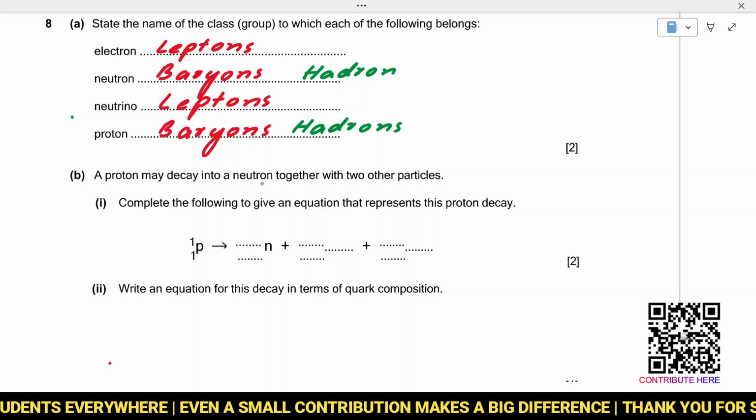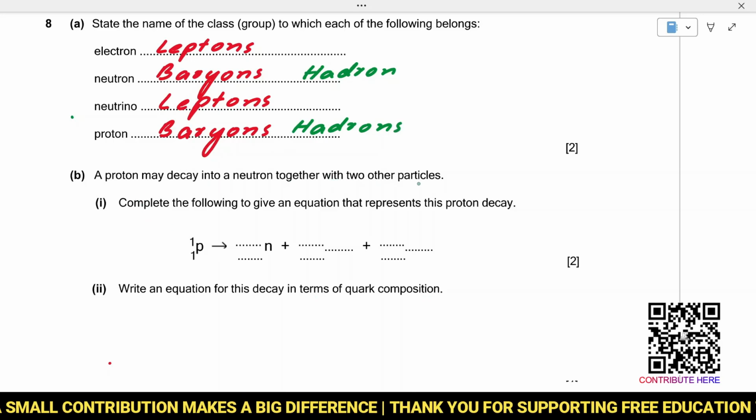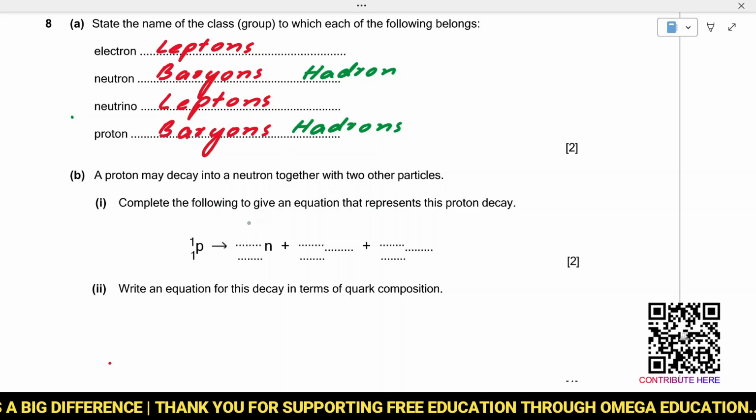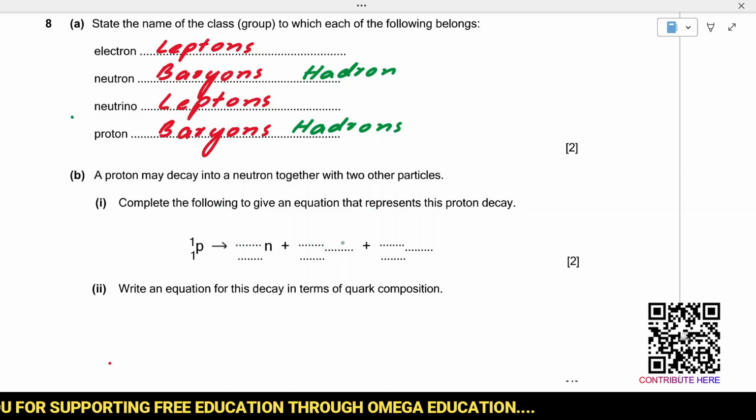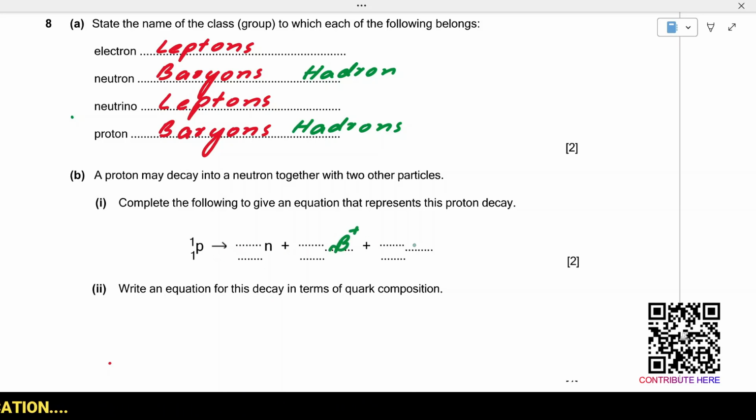Proton may decay into neutron together with 2 other particles. Complete the equation. Proton into neutron with the beta positive. For proton to neutron, it is beta positive. Neutrino is released, 0 0. This one is plus 1 0, and neutron is 0 charge and 1 relative mass. Then if you add all of these, 0 plus 1, you get 1. On the left side also you have 1.